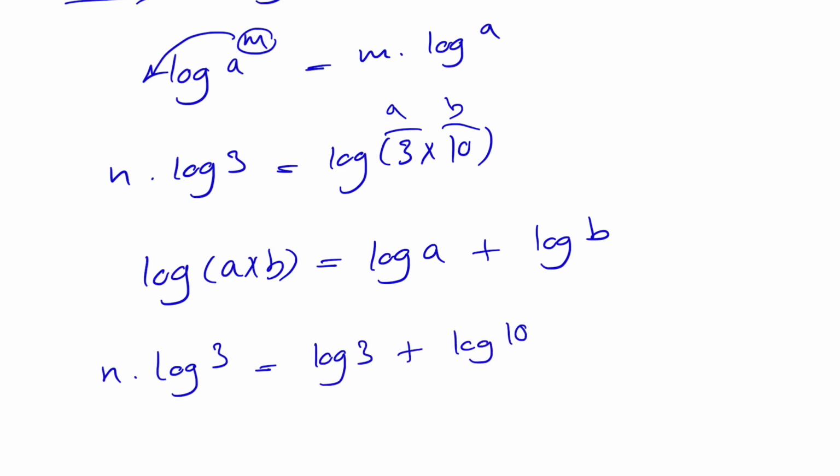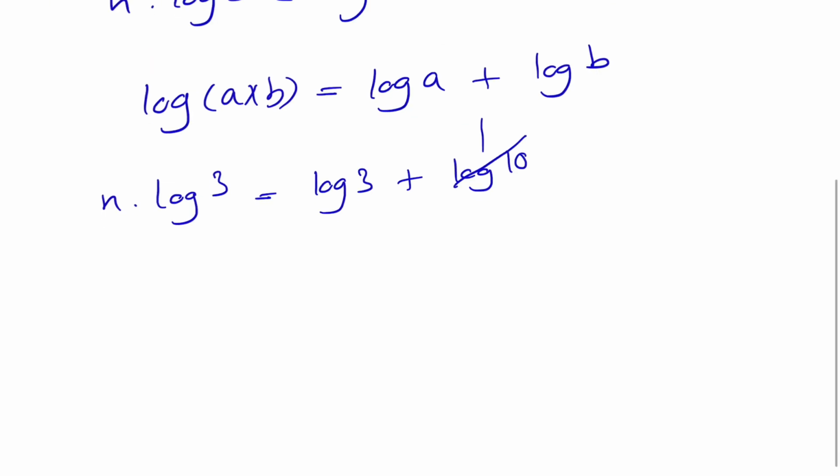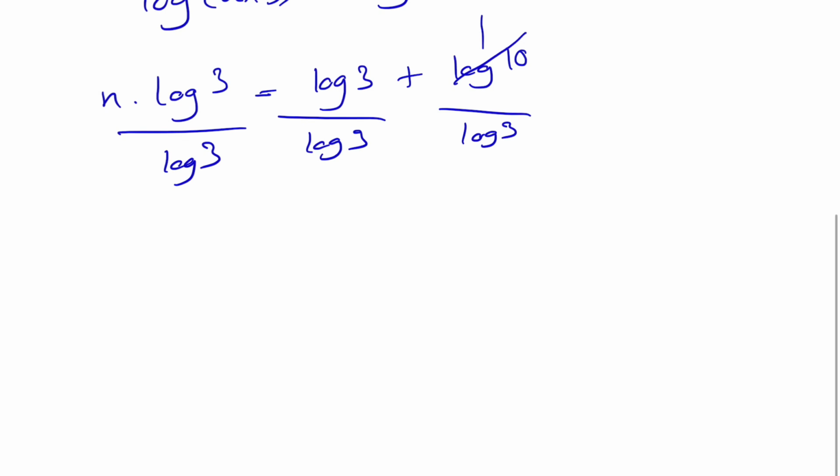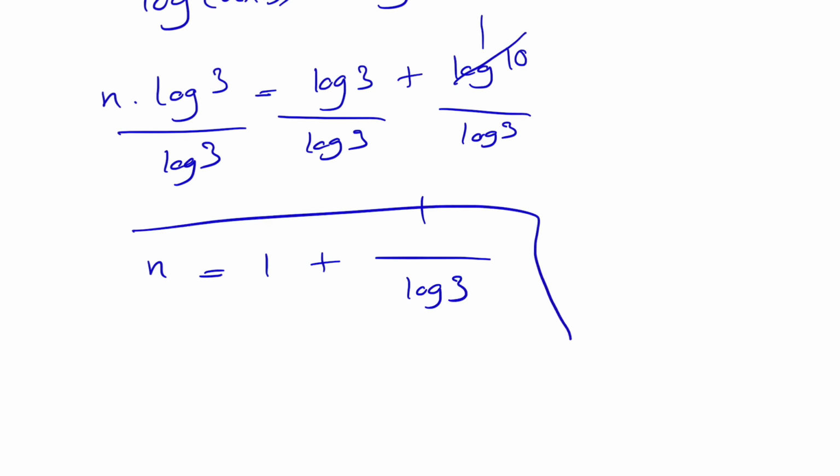And since the base of our logarithm is 10, log of 10 will be equal to 1, and we can divide both sides of our equation by log of 3. If we do that, we'll get n is equal to 1 plus 1 over log of 3, which will be our answer.